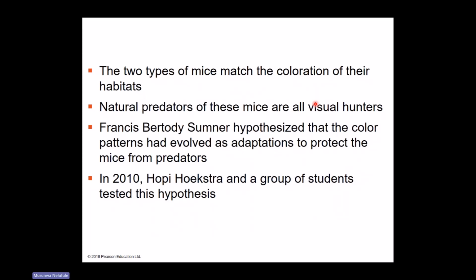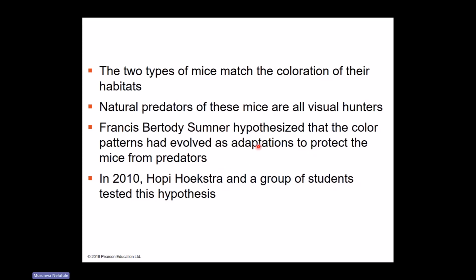By visual hunters, they just mean that they hunt what they see, that they depend on their vision. So in order for the mice to survive, they must be less visible than the ordinary individual in the environment. So Francis Bertoni Sumner hypothesized that the color patterns had evolved as adaptations to protect the mice from predators. This is his hypothesis.